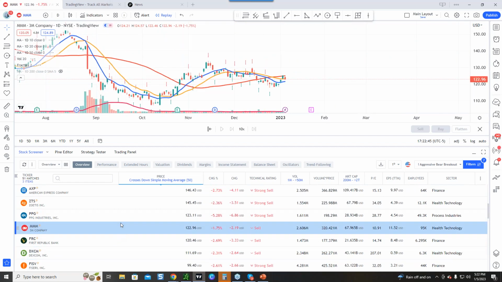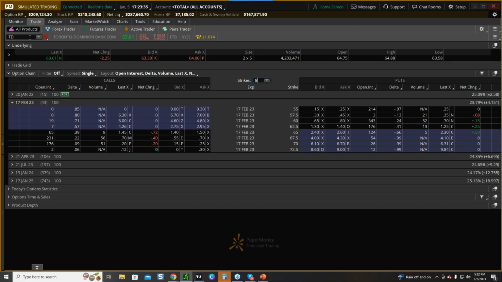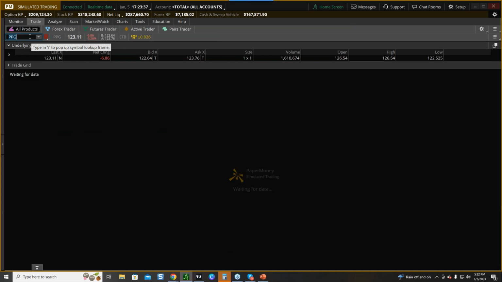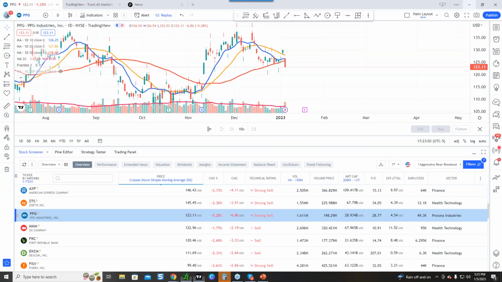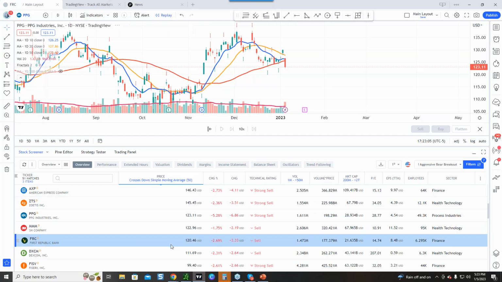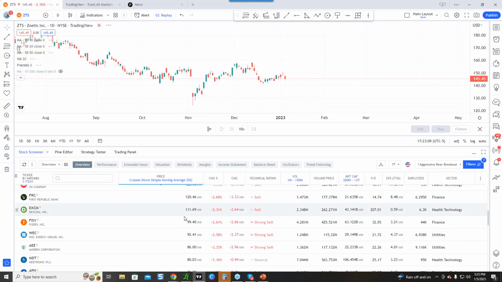Let's go 3M, PPG. All right, let's go PPG. This is in process industries. I'm just looking at the sector. These larger ones may have the open interest we need. It's a $1,000 contract. And American Express is going to be up there.